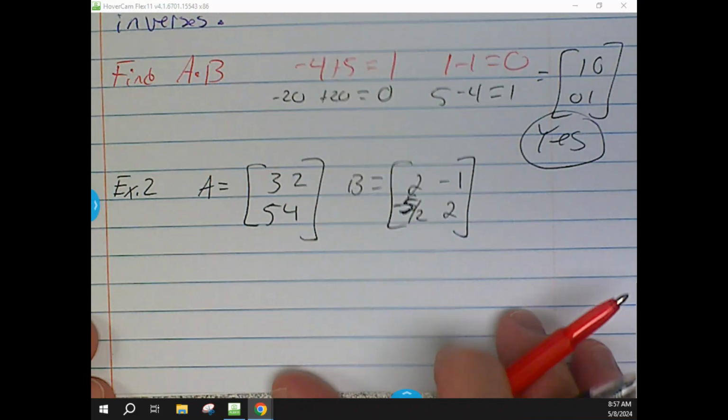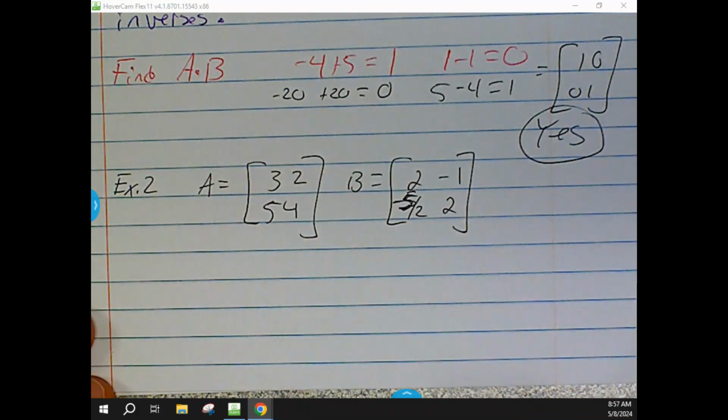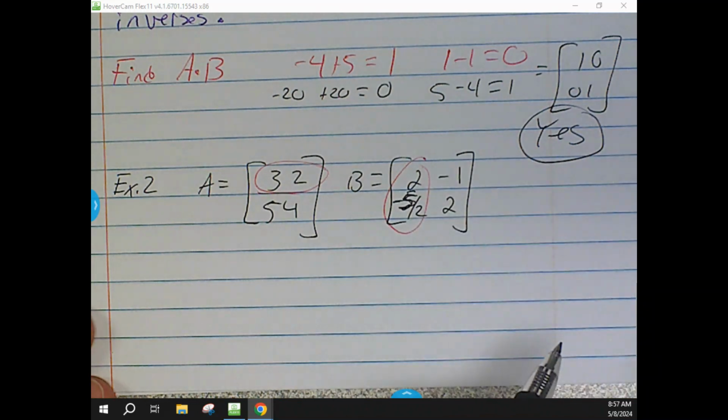Okay, so again, multiplication. The good thing is you can do A times B or you can do B times A. It really doesn't matter, because if they're inverses, they'll cancel each other either way and give the same answer. So we're going to do that times that.